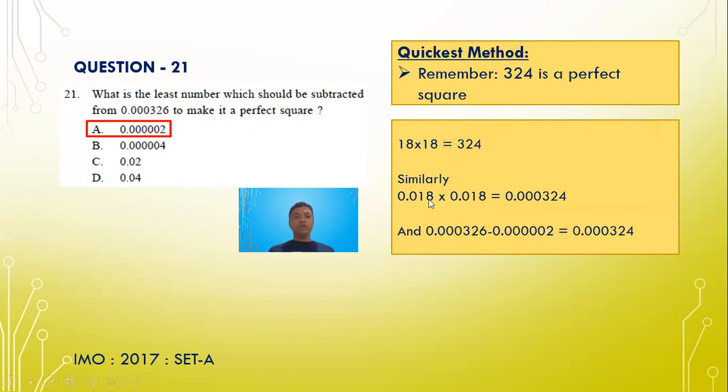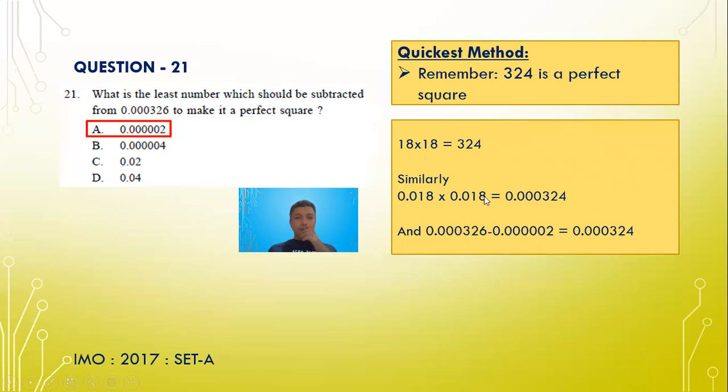is 0.000324, or 18 upon 1000. If you multiply 18 upon 1000 into 18 upon 1000, it will be 324 upon 1 million, isn't it? Because 1000 into 1000 is 1 million. So 18 upon 1000 into 18 upon 1000 will be 324 upon 1 million, which will be 0.000324.